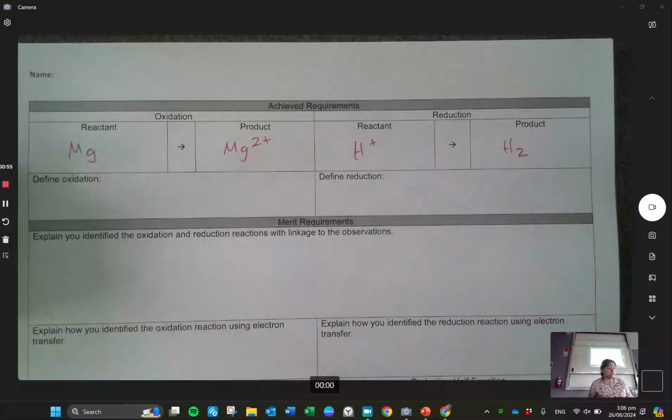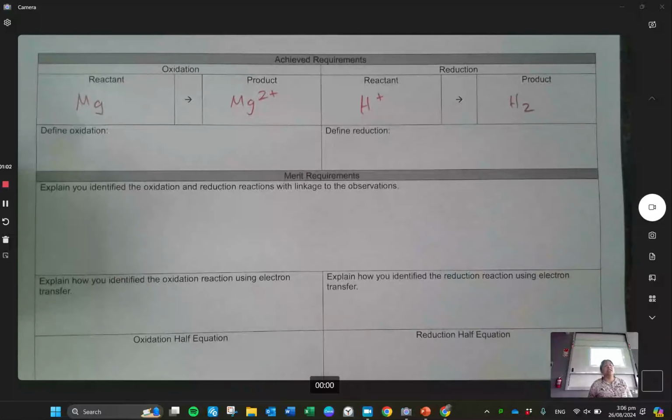I won't fill in the rest of it because I don't think it's necessary and I don't want to waste time too much. Do be mindful with the observations and the linkages. You need to be talking about, for example, the magnesium was the gray metal. We know it was part of the reaction because it disappeared. And the reason why it appeared to disappear is because it actually went into solution as a colorless ion, Mg2 plus, which is aqueous in solution, so it can't dissolve.